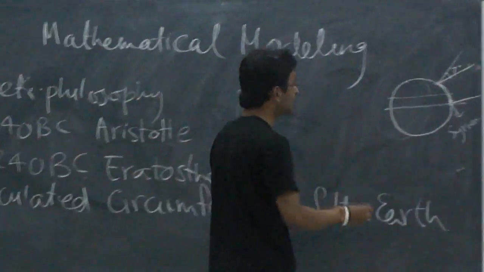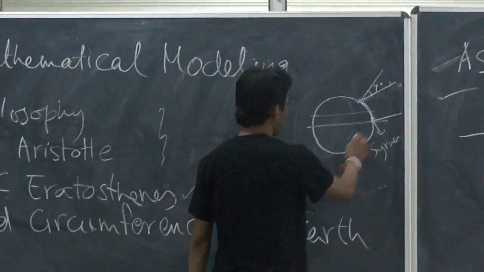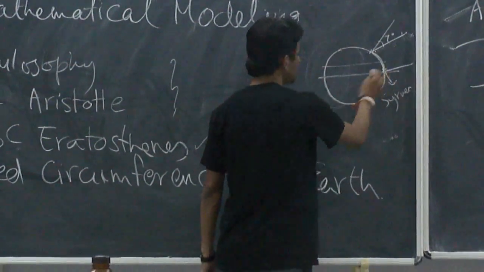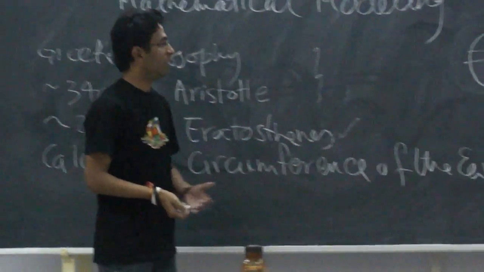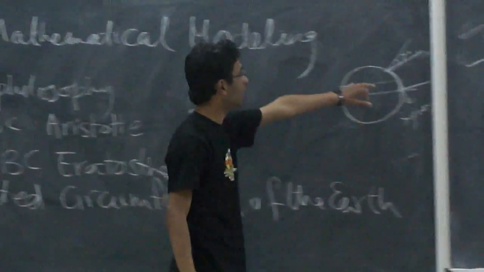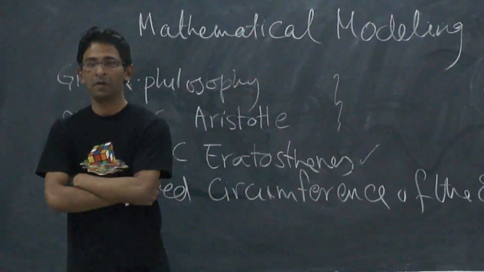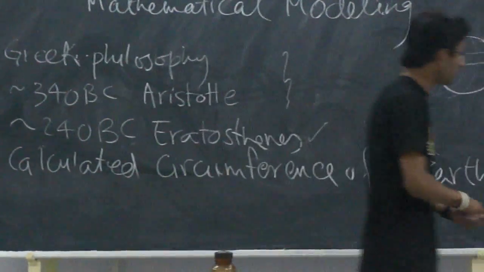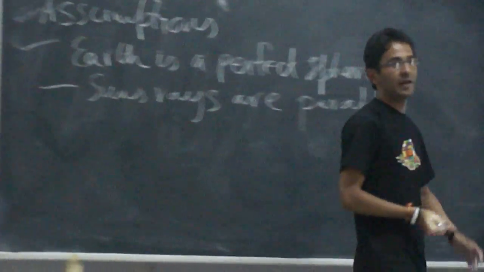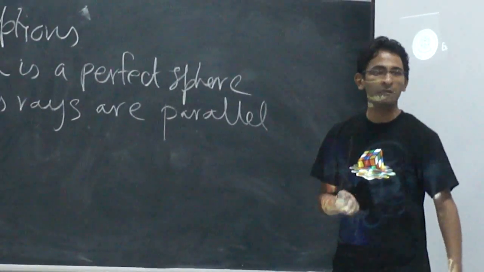So yeah, his idea was very simple, that this distance should be 7/360 of the total circumference. And his calculation turned out to be remarkably accurate.